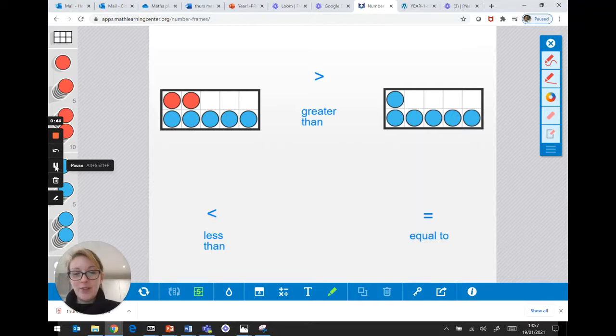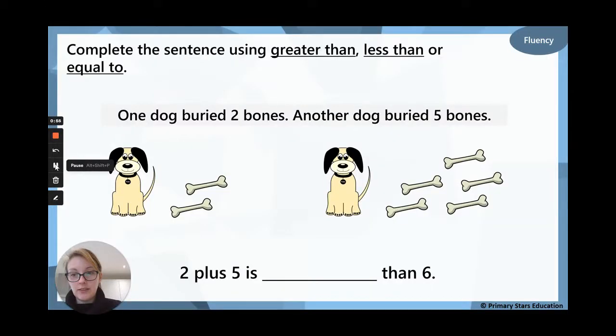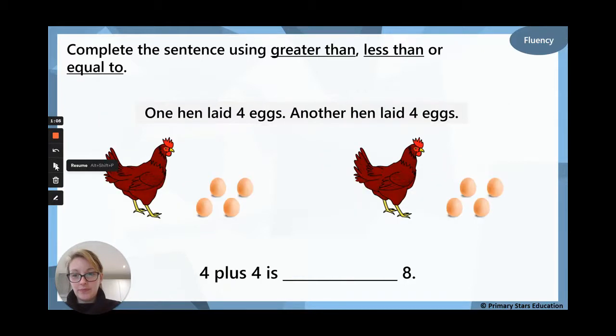Okay, so well done if you said greater than. 7 is a larger number, it's greater than 6. So if we go back to our original problem, we know that 2 plus 5 equals 7 and it is greater than 6. Well done. Let's try another problem.